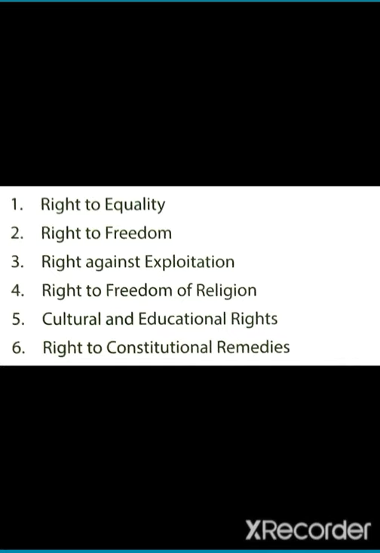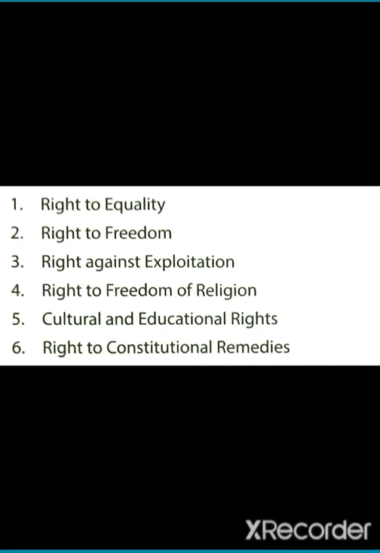Right to freedom of religion. The right to freedom of religion means that all people are free to follow any religion. Next, the cultural and educational rights. Cultural and educational rights protect the minorities. It also allows them to develop and preserve their culture.